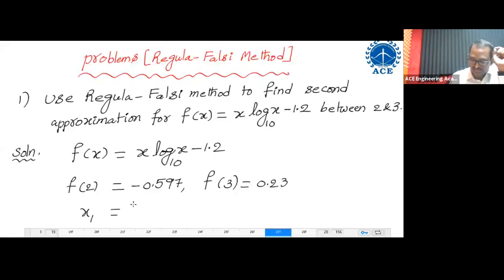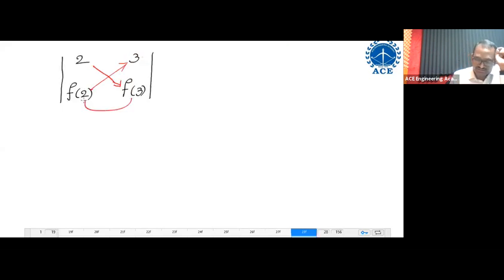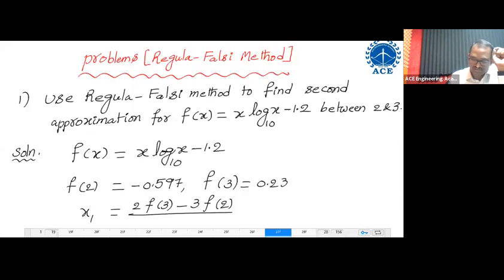Once you confirm that the root lies between 2 and 3, write 2 here, 3 here, and f of 2 here, f of 3 here. Find the determinant of this matrix, meaning these two product minus these two product. Determinant of this matrix is x1 is equal to 2 f of 3 minus 3 f of 2, divided by, the denominator is this minus this, f of 3 minus f of 2.